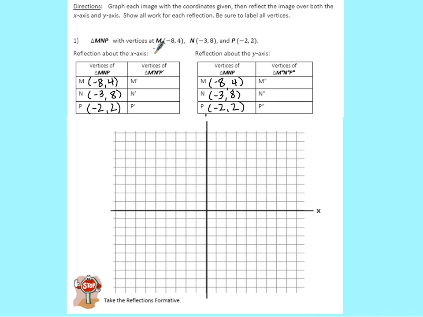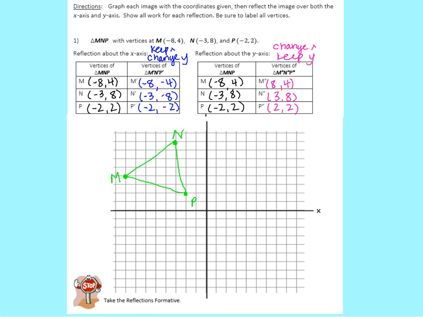Okay, so in the first part, we have a reflection over the x-axis, so keep your x, but change your y. And all of our points become these points right here. And then remember, for your reflection about the y-axis this time, we're going to change x and keep y. So go ahead and your points become this. And once you have all your points done, you can go ahead and graph each of those on your coordinate grid. So here's the shape for our original points M, N, P.